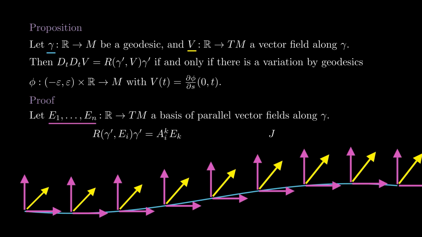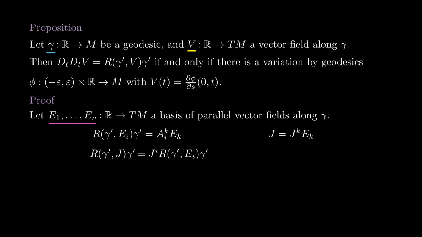When we write the curvature R(gamma prime, E_i) gamma prime in this basis, we get coefficients we call a_ik. We can then write any vector field J as J^k E_k and write R(gamma prime, J) gamma prime in the basis E1, E2, E3. Because the vector fields E_k are parallel, when we take the covariant derivatives of J, we only differentiate the coefficients. We will use dots to denote the derivatives with respect to time.